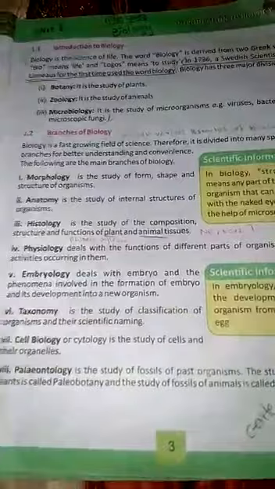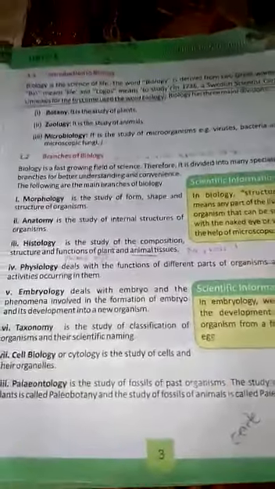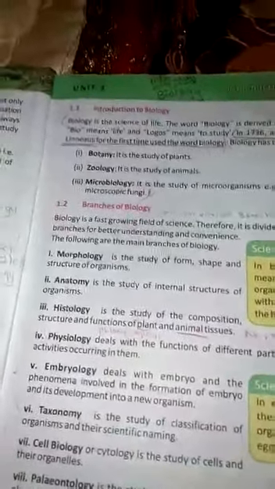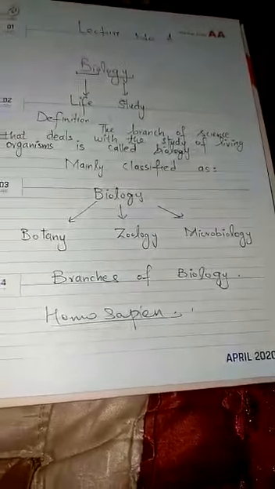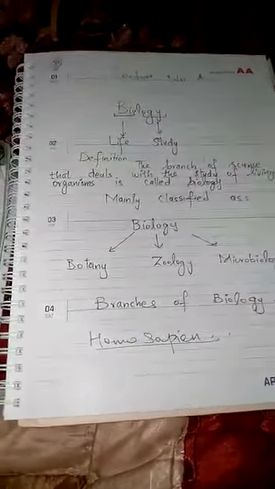Sixth one is taxonomy. Taxonomy is the study of classification of organisms and their scientific naming. Another word for taxonomy for ease is nomenclature. How organisms are named. For example, the scientific name of a human is Homo sapiens. Like how an organism like human being is named as Homo sapiens. So this is a method to name the organisms. All the organisms are named, and this naming is done in the branch of biology which is called taxonomy.